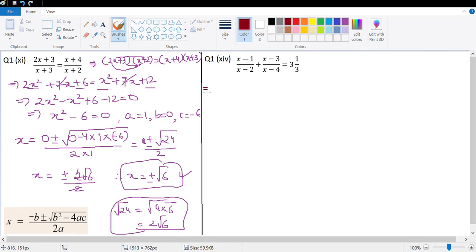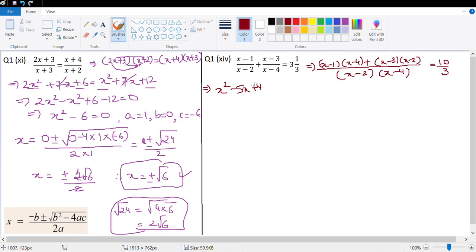Let's first add them. When I add, let's take the LCM. So we have x minus 1 multiplied with x minus 4 plus x minus 3 multiplied with x minus 2. In the denominator, we have x minus 2, x minus 4, which is equal to 3 into 3, 9 plus 1, 10 upon 3. Let's open the bracket. So this is x square minus 5x plus 4. Yes, that's correct. And the second one is x square minus 5x plus 6. That's the numerator.